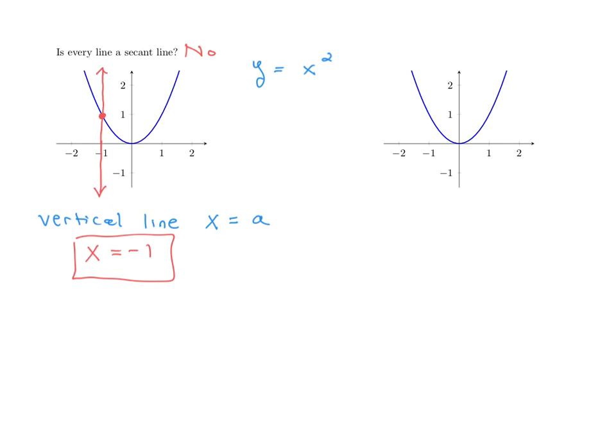So another example of something that is not a secant line would be, well, how about a horizontal line that doesn't even intersect the graph? So I could draw something like this. So here's a horizontal line. It never actually meets the curve ever. So this would not be a secant line to this curve either.